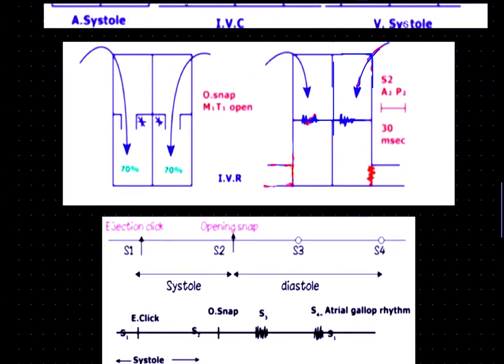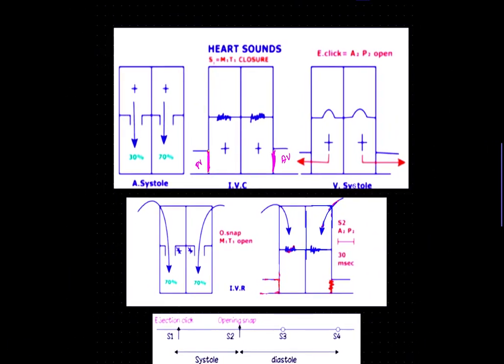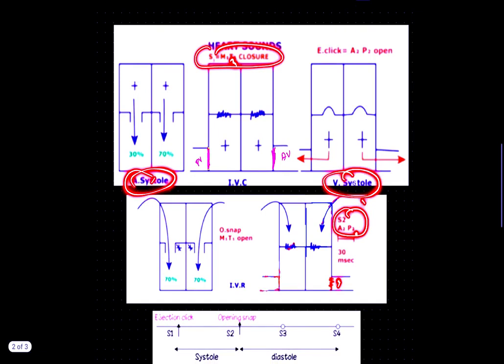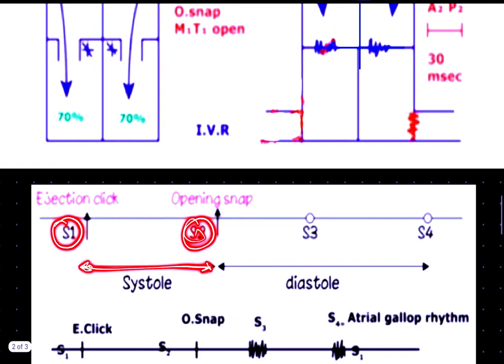Now, the systole phase, from S1 to S2, as you can see, systole phase is going on. So this phase from S1 to S2 is under the systolic phase, under systole.